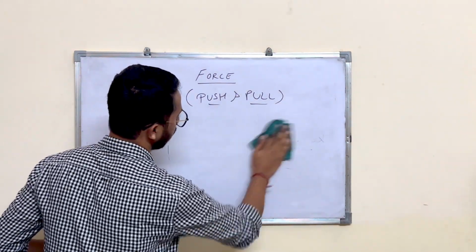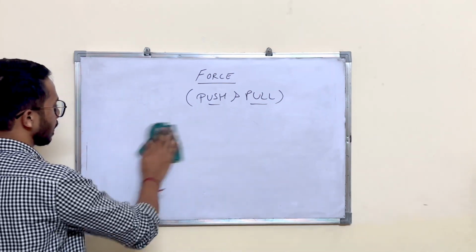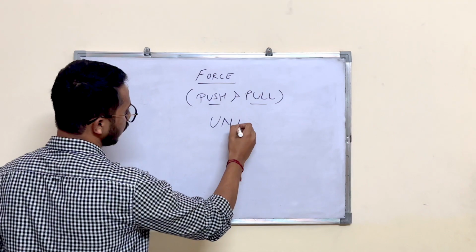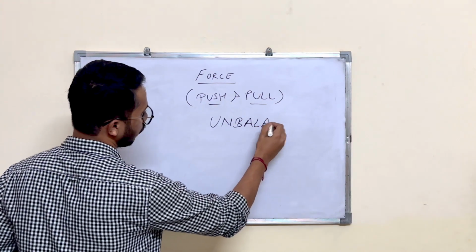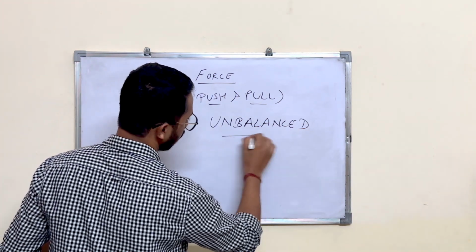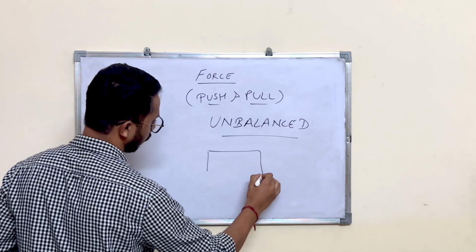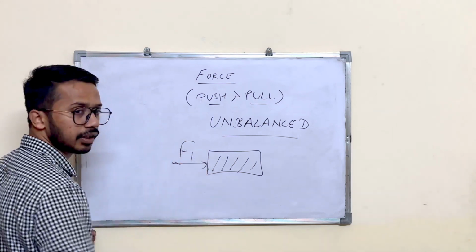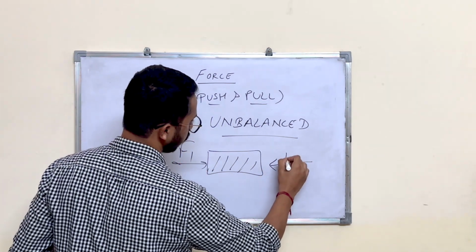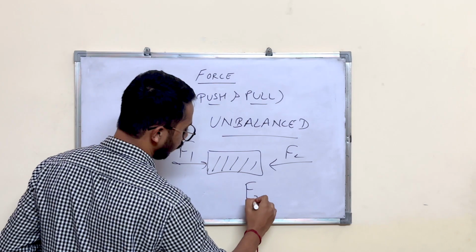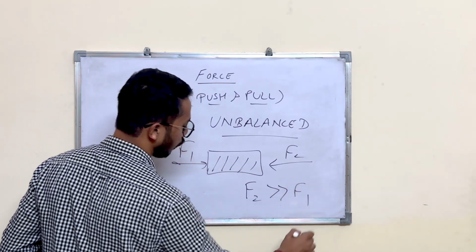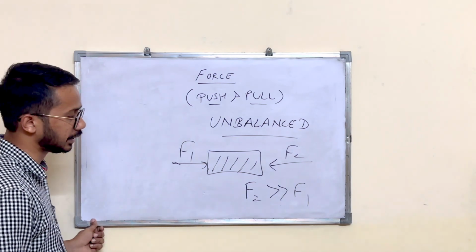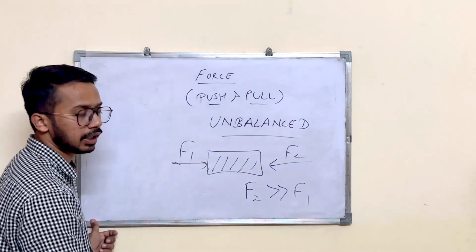Now let's move to the next one, that is the unbalanced force. Unbalanced is the vice versa of balanced, when the net force is non-zero. Let's take the same example again. This is your F1 and this is your F2. But this time F2 is greater than F1. Previously both the forces were exactly the same, but this time we have F2 whose value is greater than F1.